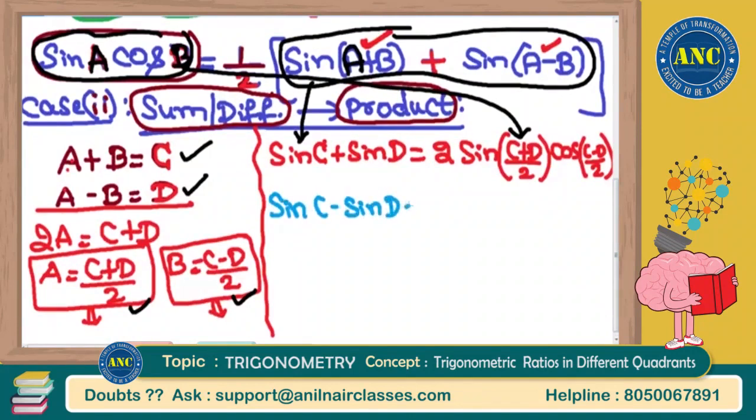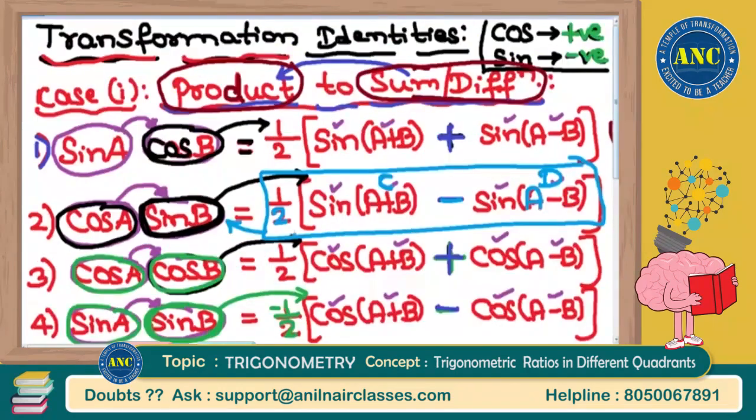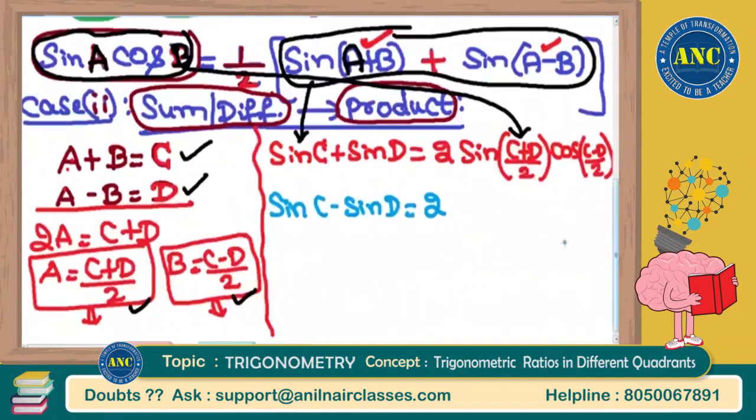Where is the difficulty here, sir? It will become sin C minus sin D. This 1 by 2, whatever you wrote on the right hand side, cross multiply there, it becomes 2. Then A, replace it as C plus D by 2. It is cos of C plus D by 2. And sin B you have. B replace it as C minus D by 2. Sin of C minus D by 2. Sir, your second transformation in my second case is over.